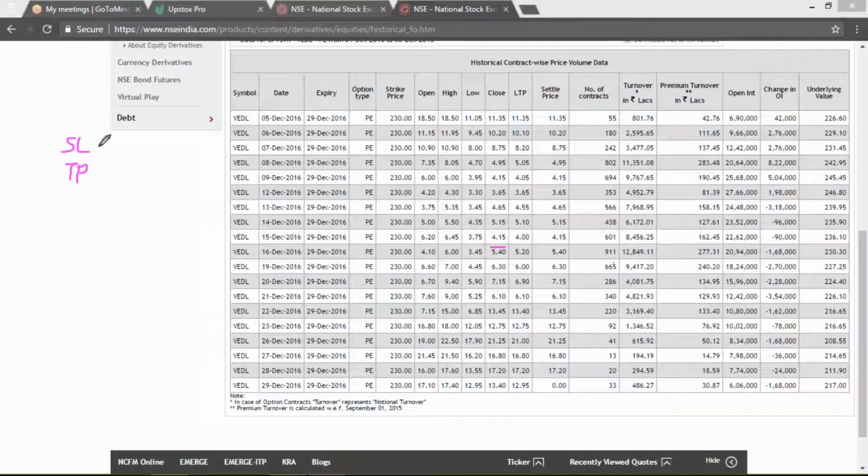Alright, thank you, Vishal. Stop loss is 3.70. And target is 8.6. Nageshwar, stop loss is 3.7. So if your premium touches 3.7, you're supposed to exit.